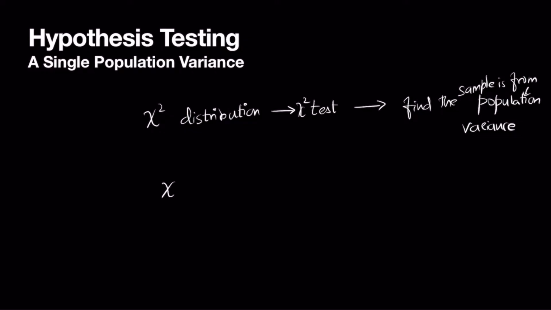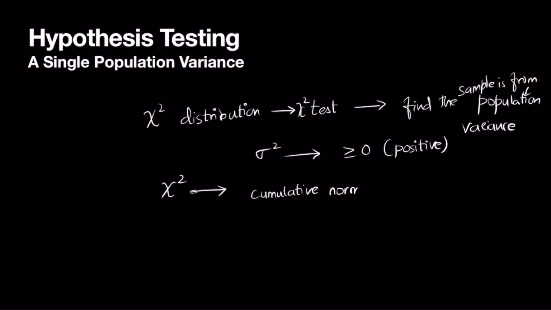Now, the chi-square distribution is mainly used because we know that sigma square generally only has values greater than or equal to 0. Which means that most of the values that you get of variance are always positive. Now, using a normal distribution is exactly the same as using the chi-square distribution. The reason for that is because chi-square is basically the cumulative normal distribution.